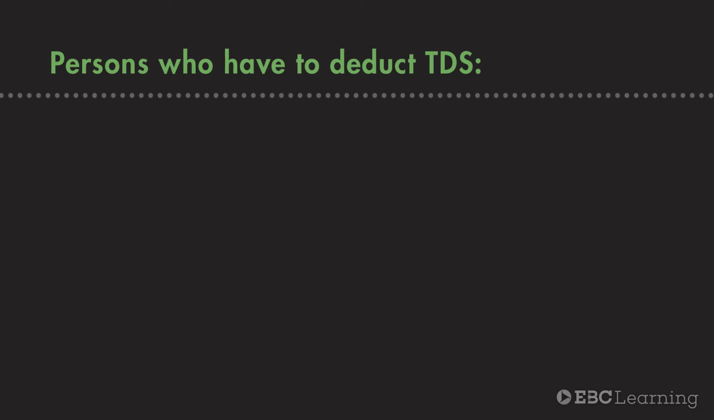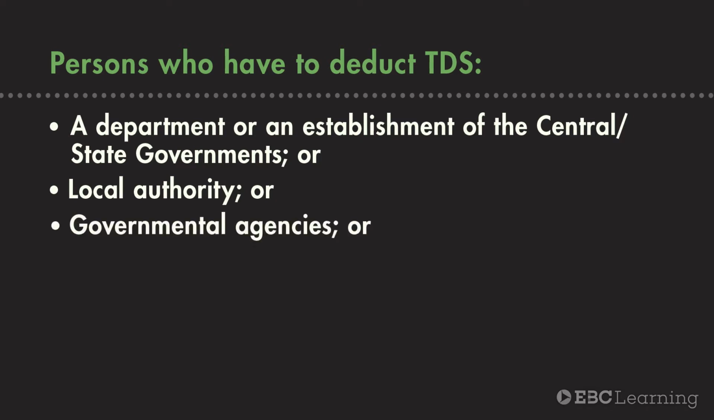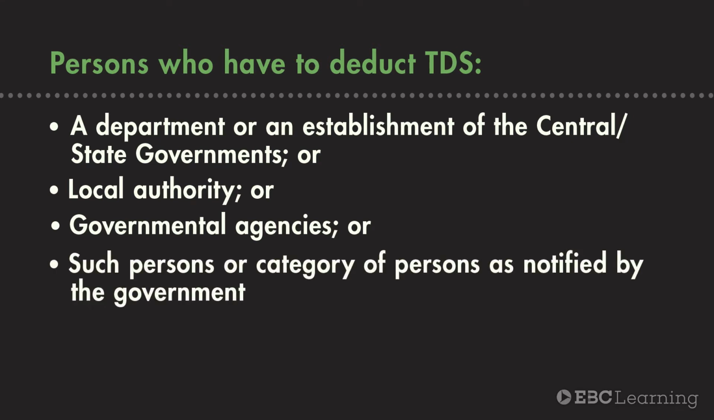Under GST, the following persons have to deduct TDS: a department or an establishment of the central government or state government, or a local authority, or government agencies, or such persons or categories of persons as may be notified by the government on the recommendation of the GST Council.